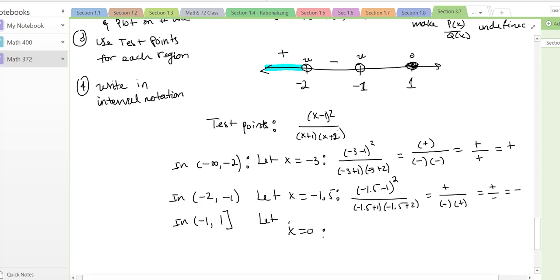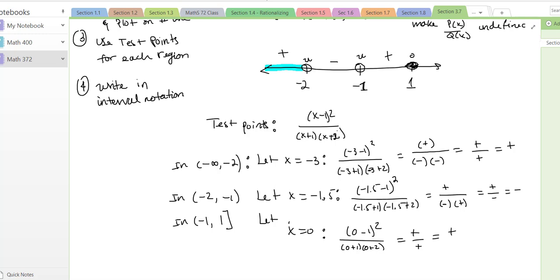I'm going to give myself some more room over here. Pick x equal to 0, and so you're going to have 0 minus 1 squared over 0 plus 1 and 0 plus 2. Everything here is positive, and so you get positive. So do we want that? Yes. We are looking for the quotient to be positive, greater than 0.